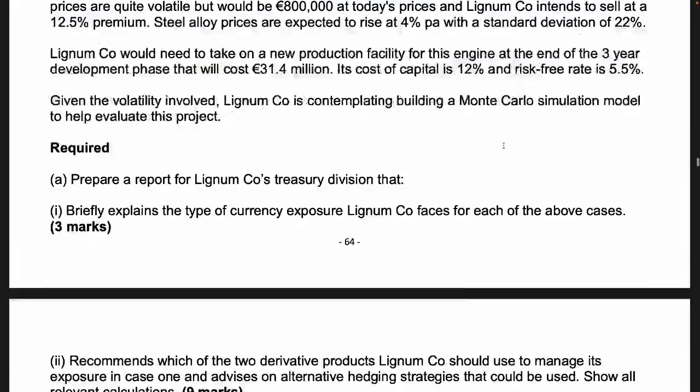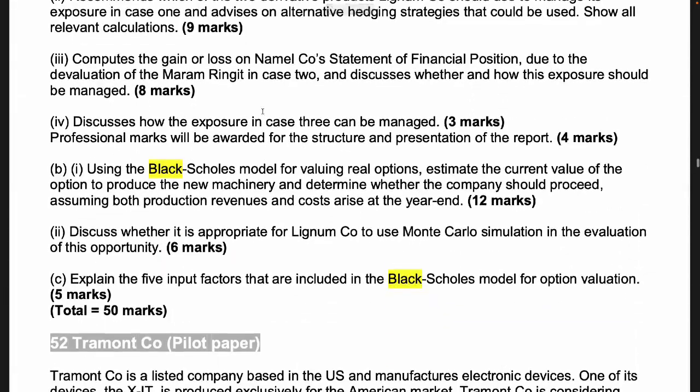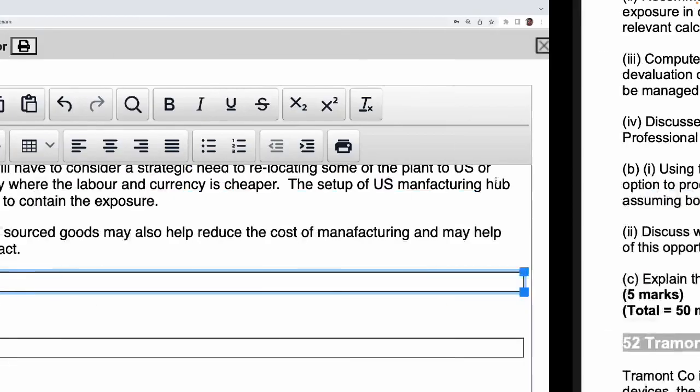And the question asks you, using Black-Scholes model, estimate the current value of the option to produce a new machinery and determine whether the company should proceed, assuming production revenues and costs arise at year end. The production revenue and costs arise at year end. They've already told you something here. Got it? So in this case, the way you answer this is going to be something like this.